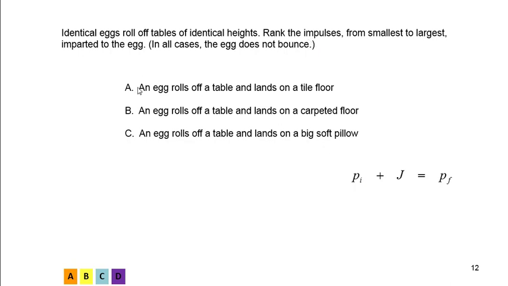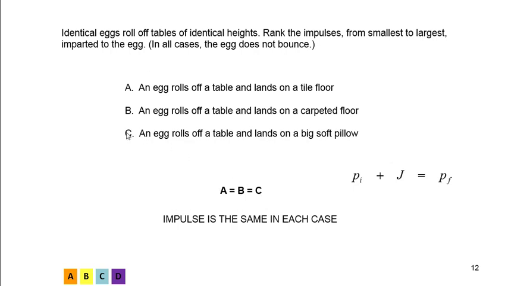Now, each of these eggs, we're going to look at the impulse imparted to the egg that brings it to rest. Okay, so if they're all coming off of a table of identical height, the momentum they have right before they hit the ground is the same in all three cases. This is the momentum they have right before they hit the ground. And then also, the final momentum each one has is the same because they all end up at rest. So their final momentum is 0 for all of them. That means that J is the same for all of them. The impulse is the same in each case.